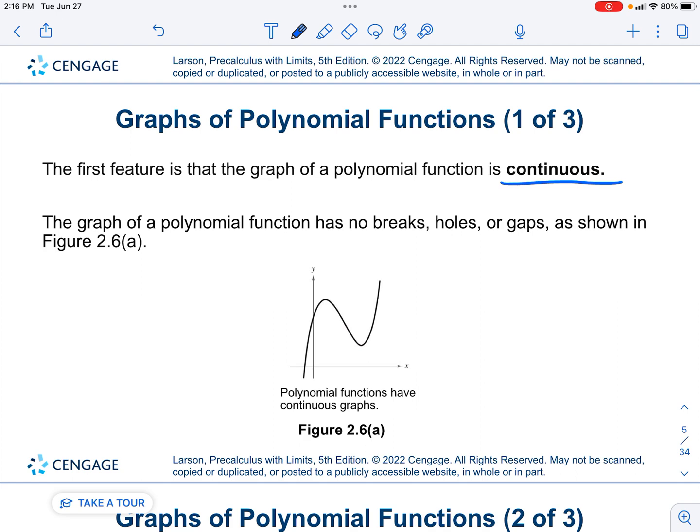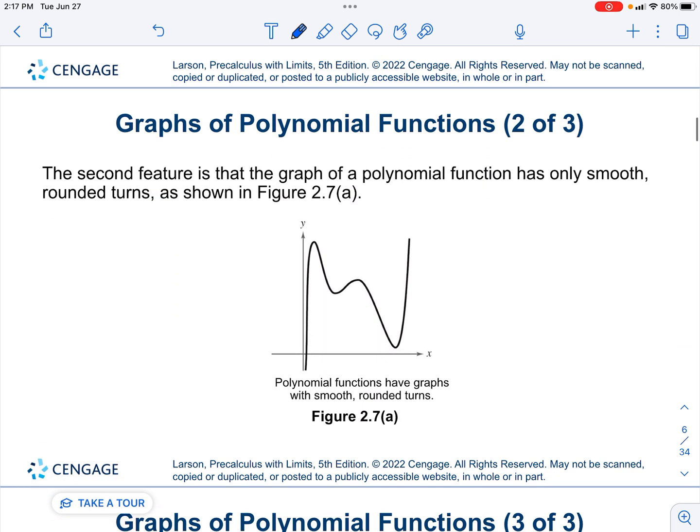You won't see a jump or a hole in these. They're going to be a smooth continuous curve that passes the vertical line test. So it's a function, it's continuous, it's just going to be curvy. Here's another example. It can have turning points, but it will just be smooth. There won't be corners or cusps, jumps, or holes.